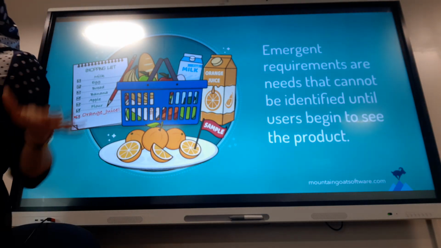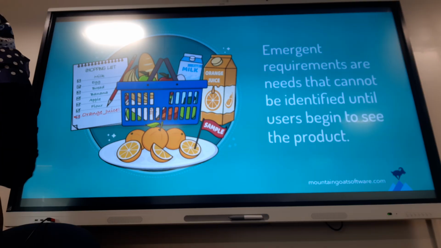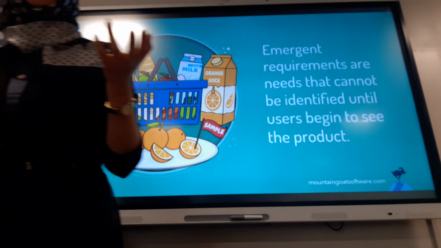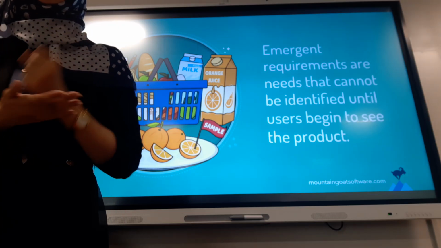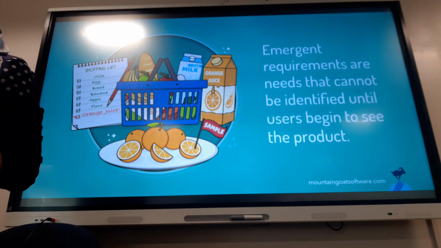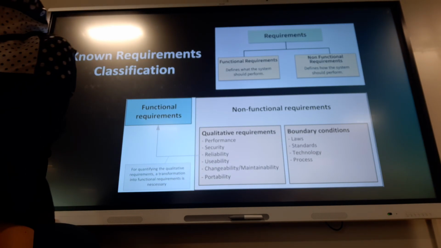But after seeing the demo, they were like, why don't we add a 3D virtual tour? So this is emergent. When you see the product, you get to see, okay, what is it that I'm missing? What is it that I can add to this system, right? So this is what we refer to as emergent.